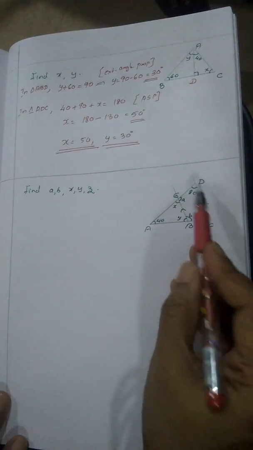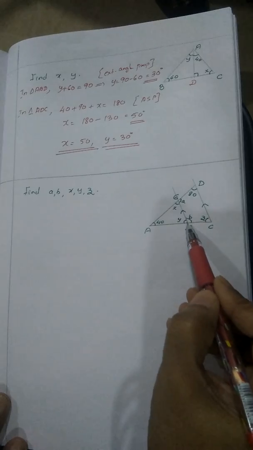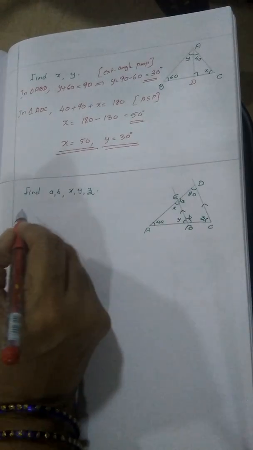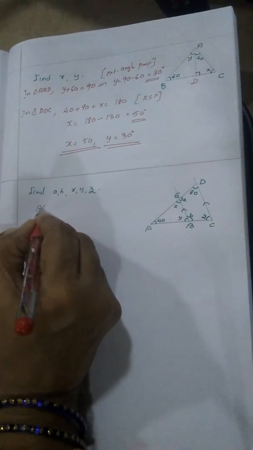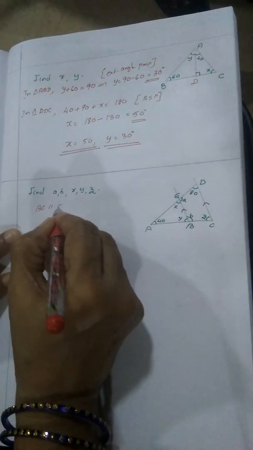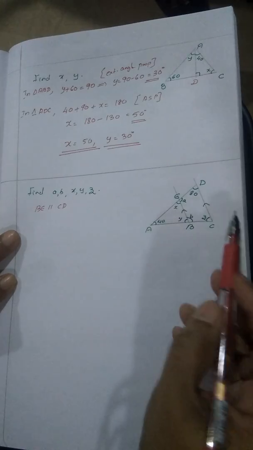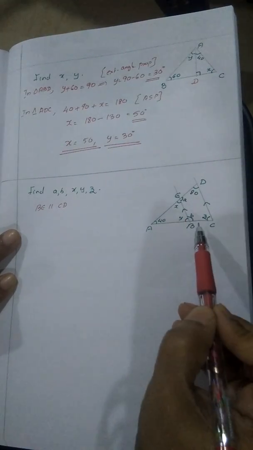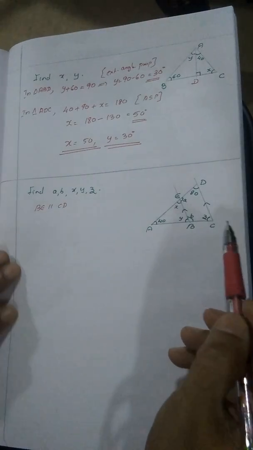In this figure, it is given that this line BE is parallel to CD. BE is parallel to CD is given, and some of the angles are also given. Here it is given 80 and here it is 40. Now we have to find all the other angles.